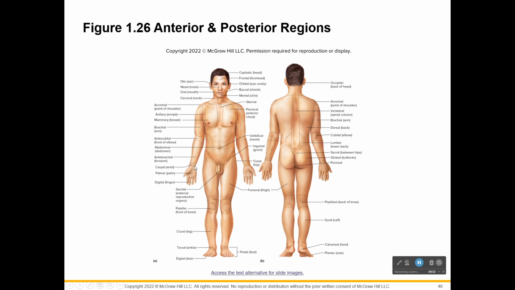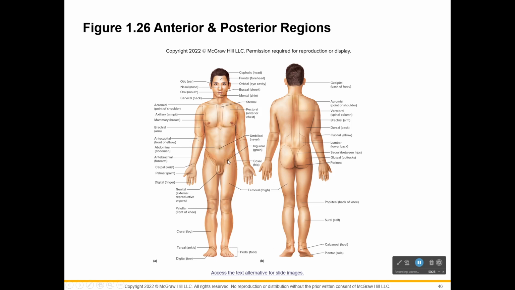Your carpal, you've probably heard of carpal tunnel syndrome, that's your wrist. Palmar region is the palm, and digital's finger. And you can think about, when you give somebody your digits, you're giving them your number, and that's what you count with your fingers. Okay, let's go down this side. Your sternum, this is your chest bone, is the sternal region, and then you have your pectoral region. Your umbilical or navel is where your navel's located, umbilical region.